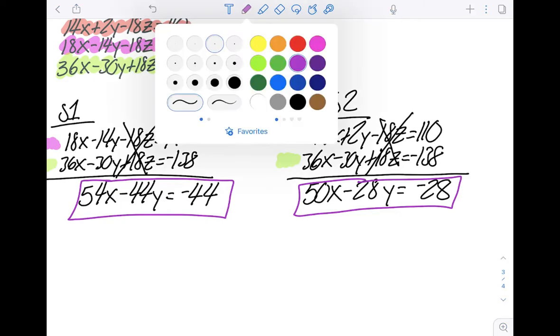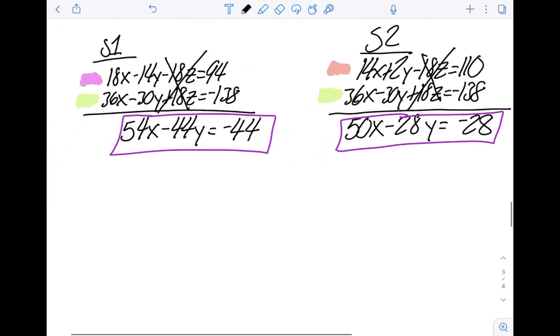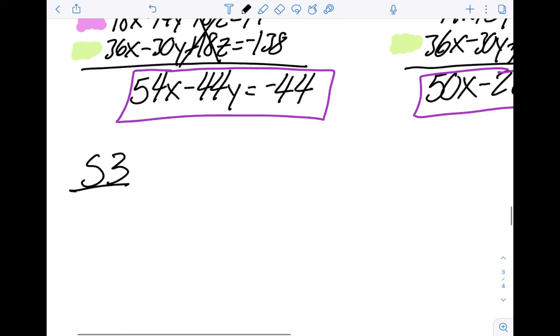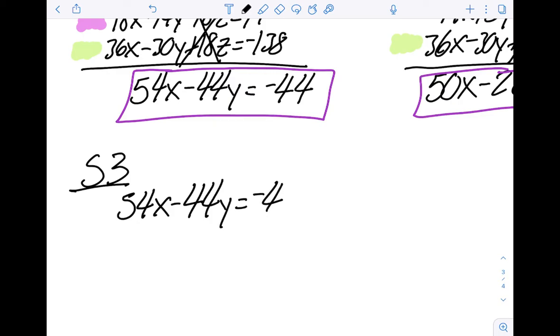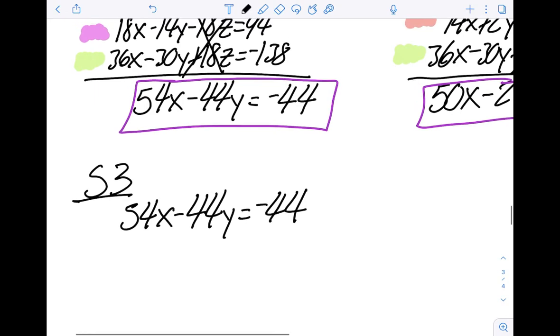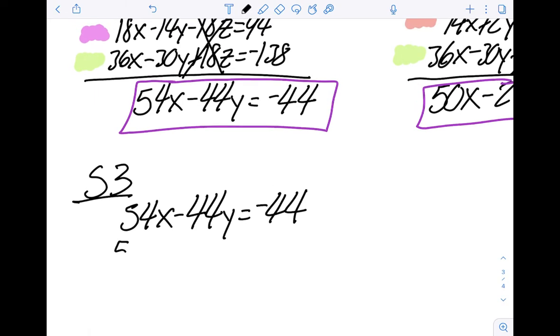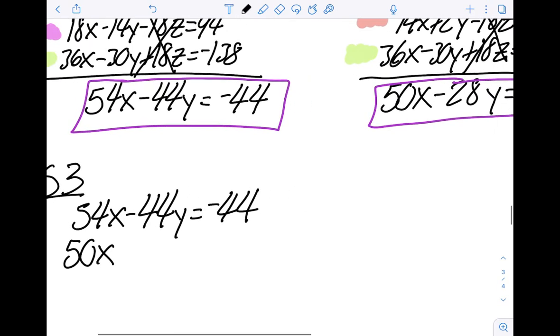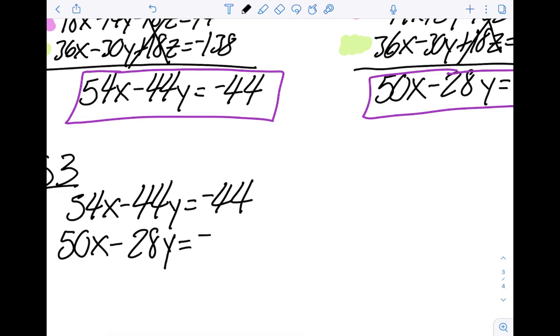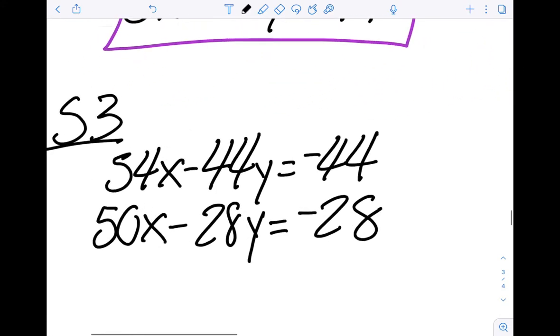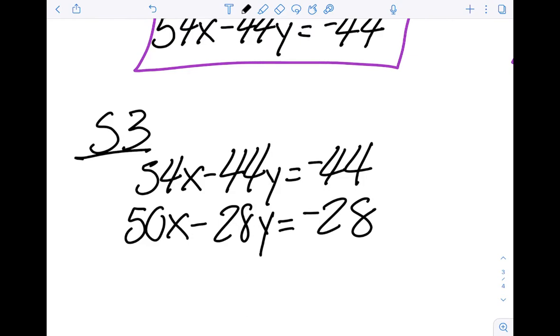So step 3, right? Step 3 is I take both my purples and I'm going to write them down here. 54x minus 44y is equal to negative 44, right? And 50x minus 28y equal to negative 28. Just like that. There is a problem here. They don't match up, right?